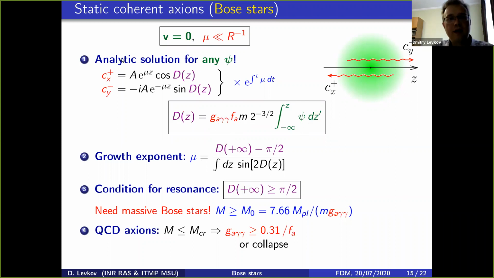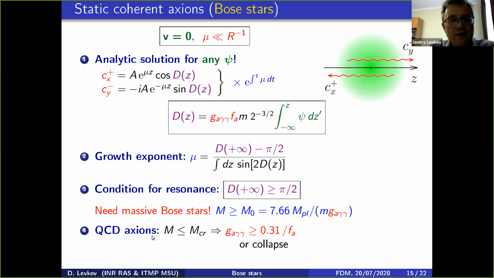So this solution is general for any background. I didn't use the concrete background of a Bose star, but I did use the condition that the velocity of axions equals 0, that the axionic field is real. That's what I used to derive this solution. This is a general condition for the resonance. If you substitute into it a Bose star background, you will get the very natural result that if the mass of the Bose star is large enough, then the resonance develops. This critical mass for the resonance is inversely proportional to the coupling constant.